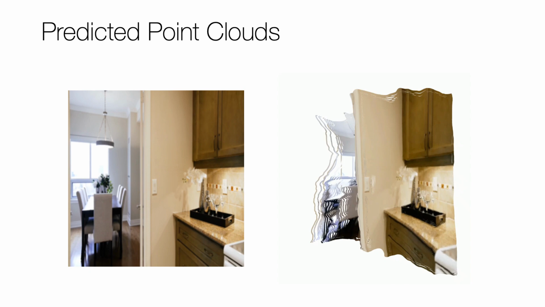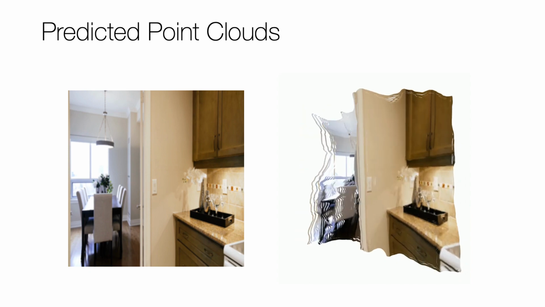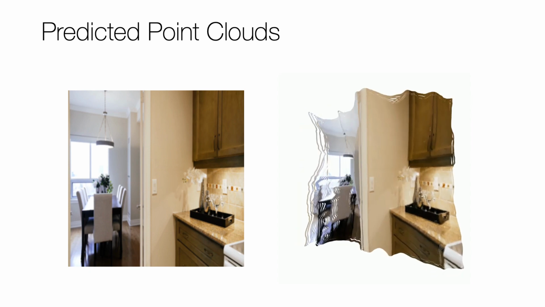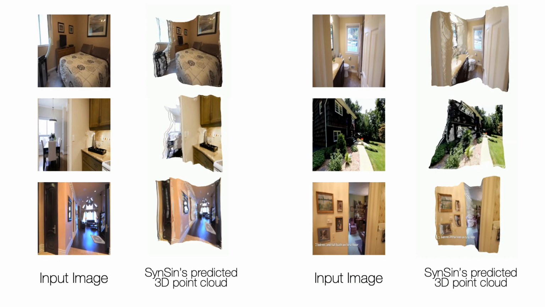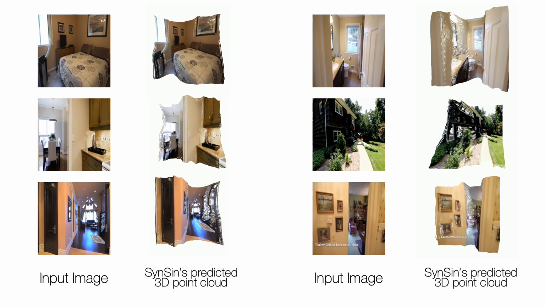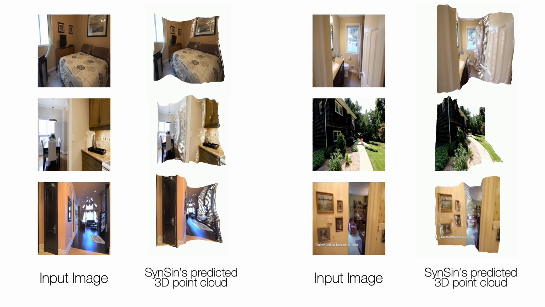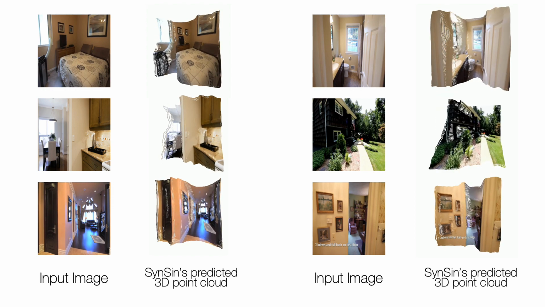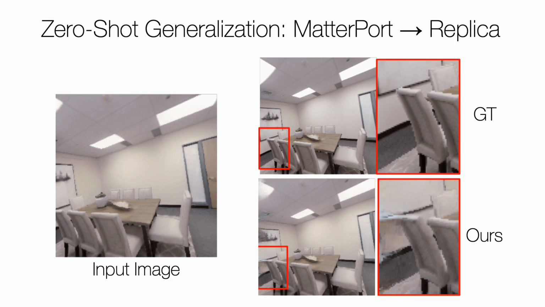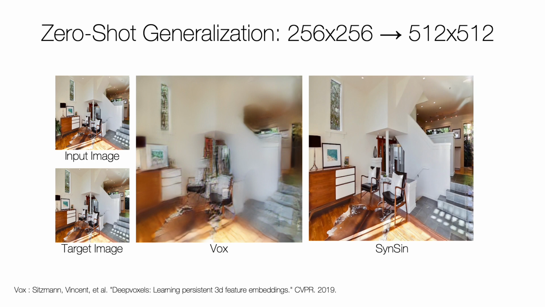Even though we don't supervise our network with any 3D information, nor do we force it to learn an accurate point cloud representation of the scene, the model is able to make reasonable point cloud predictions. In addition, we show zero-shot generalization to novel, higher fidelity datasets, and even to higher resolutions without retraining our model.